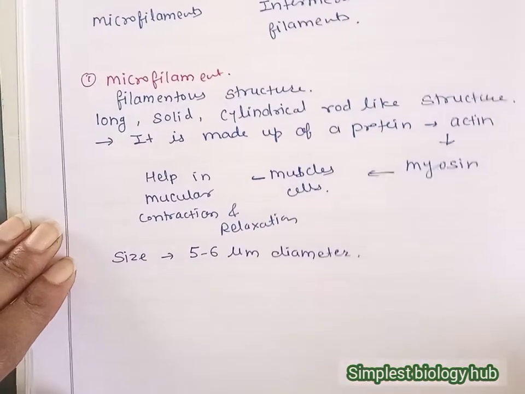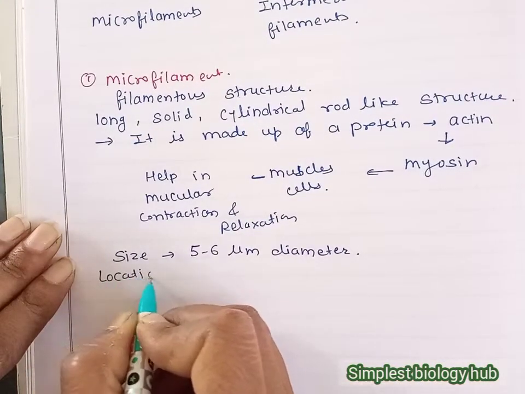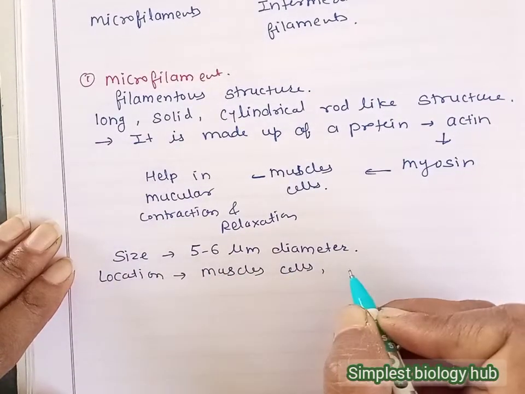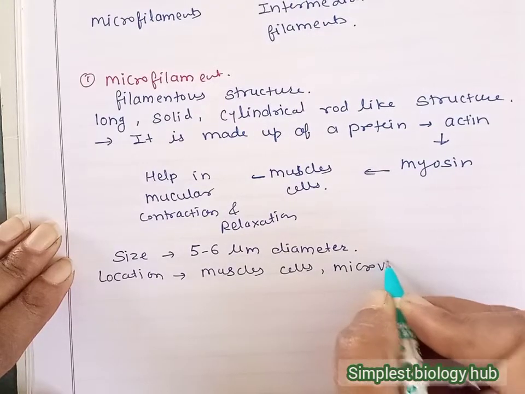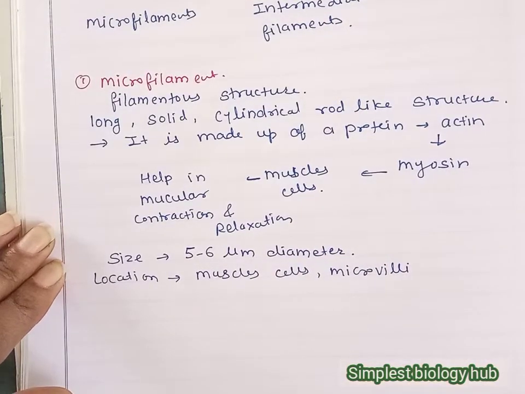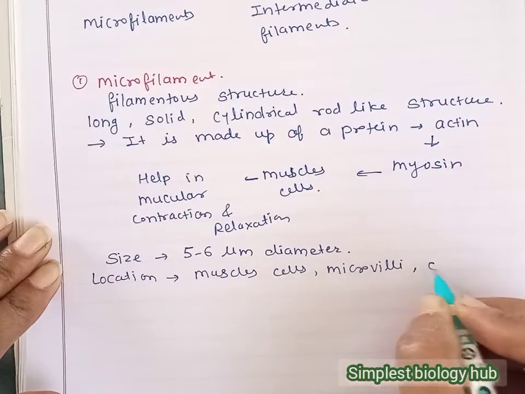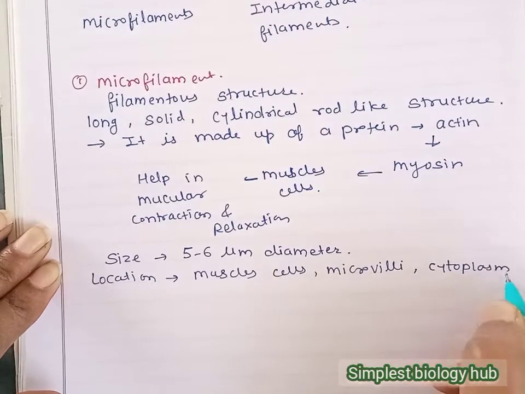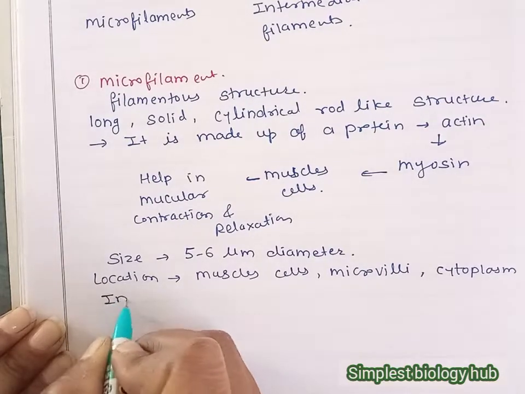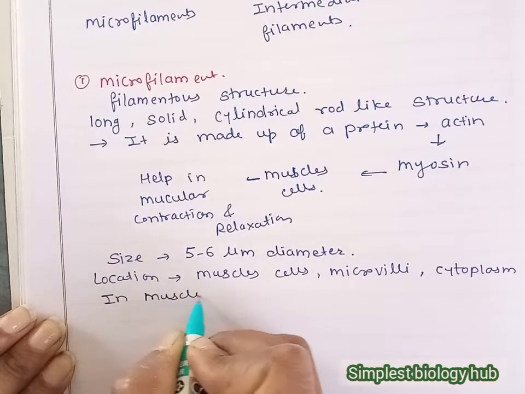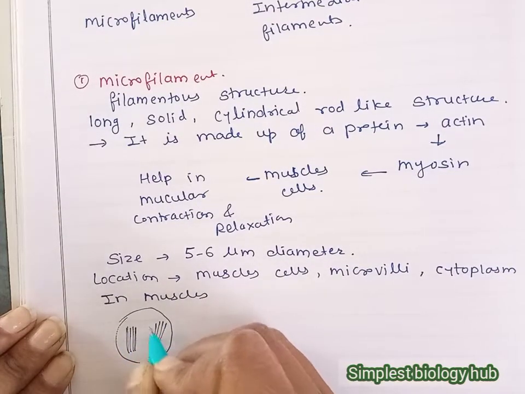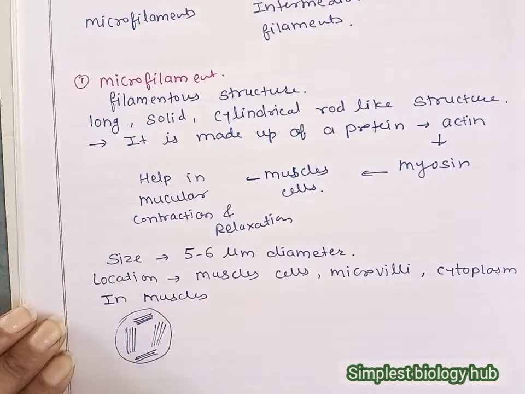As for their location, they are found in muscle cells, as we already talked about. Then they are also found in microvilli. Microvilli are generally present on the inner side of the small intestine, and they are freely suspended in the cytoplasm and help to make the skeletal structure of the cytoplasm. In muscles, suppose this is the muscle cell, and these threads are in bundle form, totally scattered in the cytoplasm.